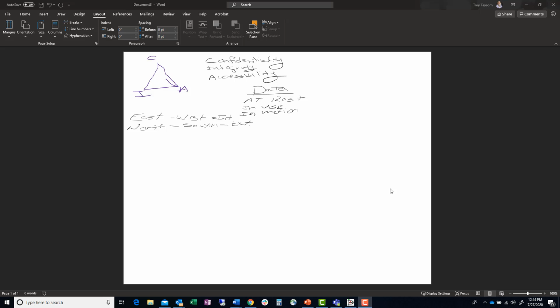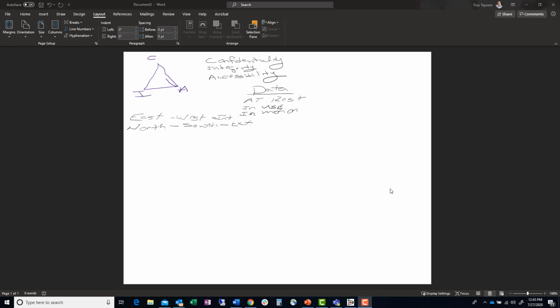So we're going to also talk a little bit about cost benefit and what levels of security you might need in different situations. But before we do that, we need to talk about the CIA triangle.